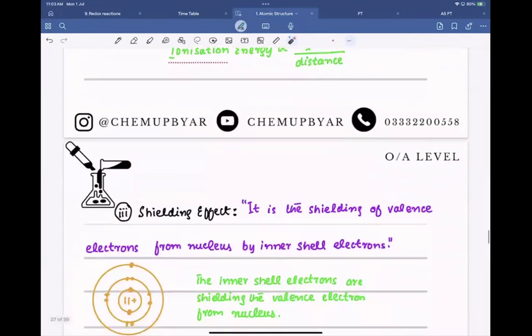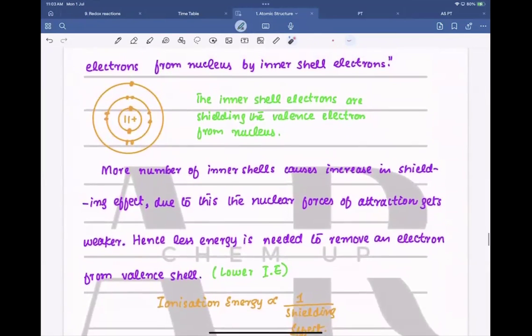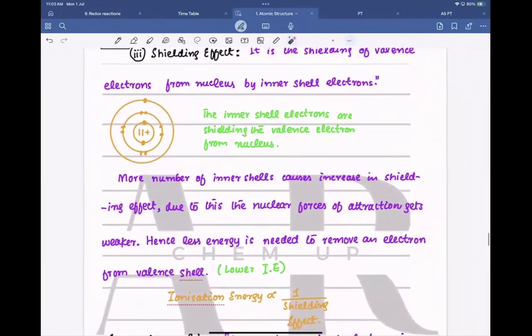Is this understandable? Yes. Okay. And the third one is the shielding effect. Do you know what is shielding effect? There are multiple shells between the valence shell and the nucleus. These electrons are actually shielding the valence electron from the nucleus. That's what we call shielding effect, right? Yes, sir. And the more the shielding effect, the lower the ionization energy. Is this understandable? Yes, sir. Okay.